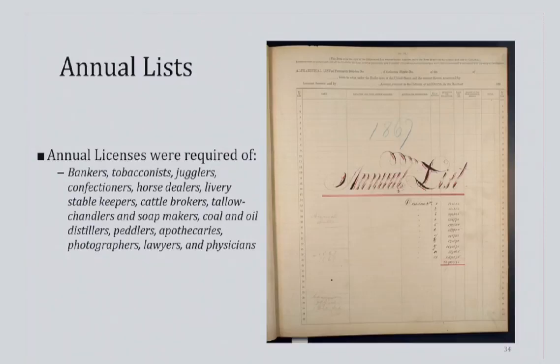Annual licenses were required of a variety of professions, including bankers, tobacconists, jugglers, confectioners, livery stable keepers, cattle brokers, soap makers, oil distillers, peddlers, and more. Additionally, various institutions, like hotels, inns, and taverns, paid an annual license, and annual stamp duties were imposed on legal and business documents, medicines, cosmetics, and other items. Next slide, please.